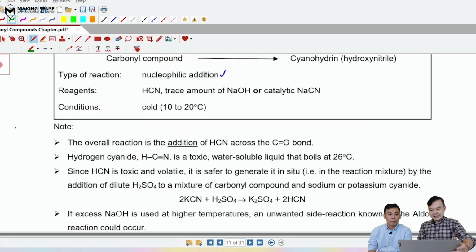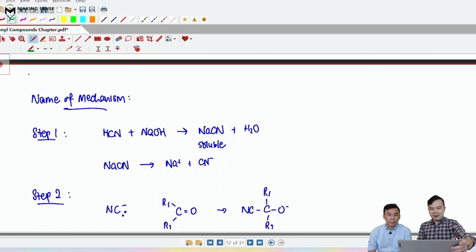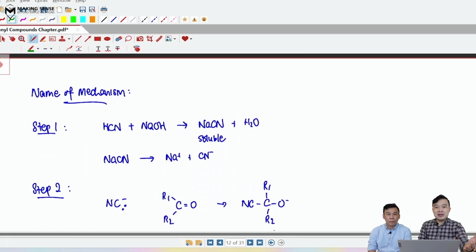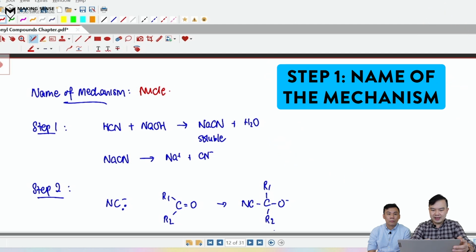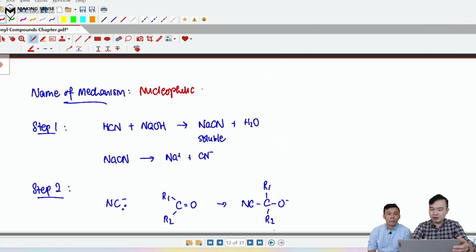Now, let's start off with the mechanism. So I'm going to use a new page to do that. If you have some space, you can do that together with me. Now, the first thing, when I look at any mechanism, is always to write down the name of the mechanism. That is important because this is going to give you credit in the exam.